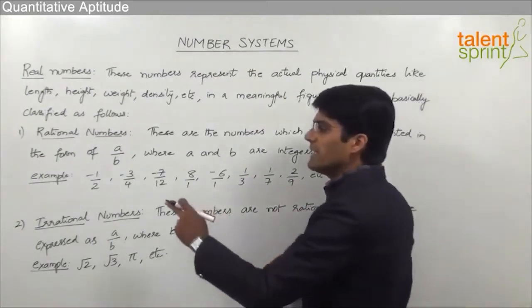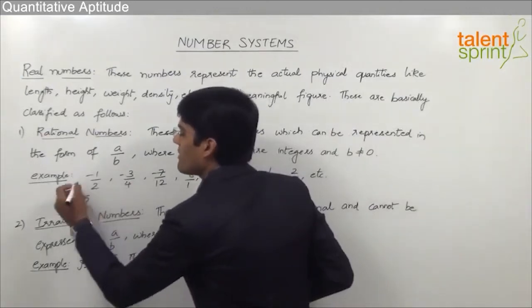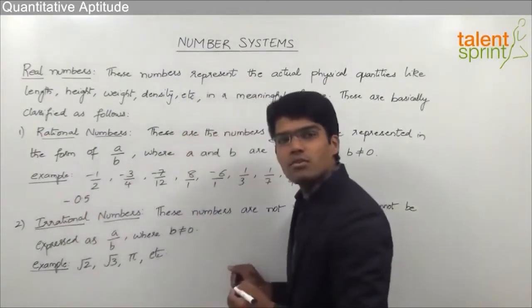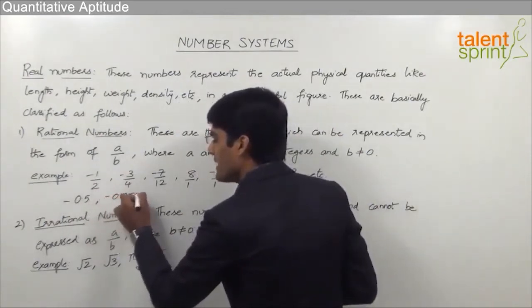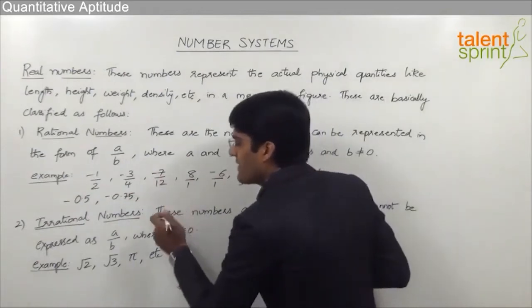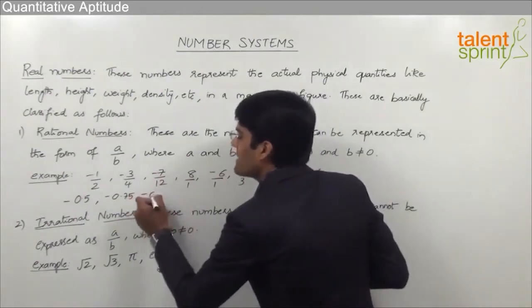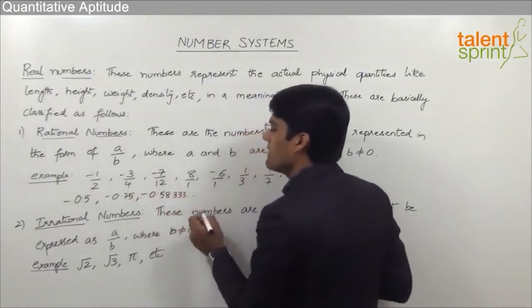Now if you try to look at these fractions, 1 by 2 can be taken as 0.5, or minus 1 by 2 can be taken as minus 0.5. Similarly, 3 by 4 or minus 3 by 4 is minus 0.75. Likewise, minus 7 by 12 can be taken as minus 0.58333, so on up to infinity.